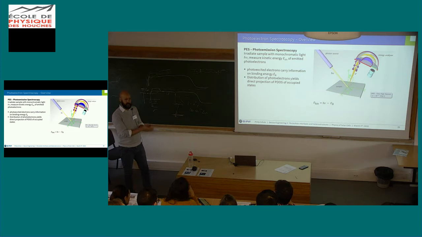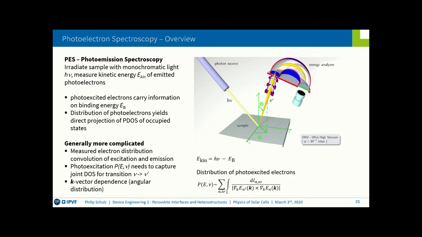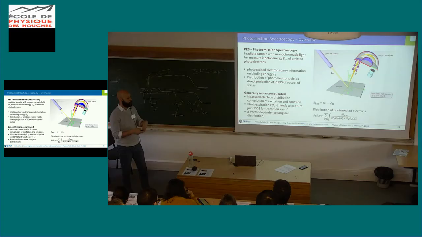Now, eventually the thing is more complicated. You measure this distribution of photoexcited electrons, sometimes also called EDC, electron distribution curve, and this is a convolution of excitation and emission. So it's an optical transition, if you want, and thus you capture this ideally in an equation that captures Fermi's golden rule. That is, you need to know the ground state and also the excited state with the electron being absent, so with the photo hole residing in this place.